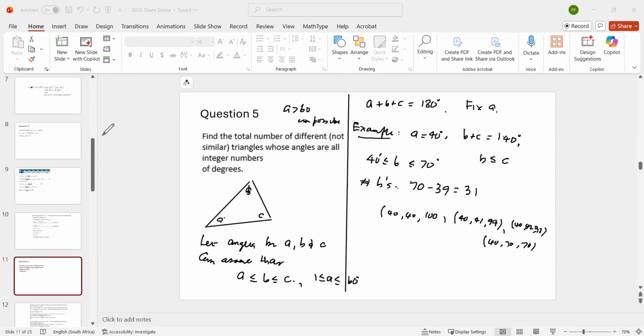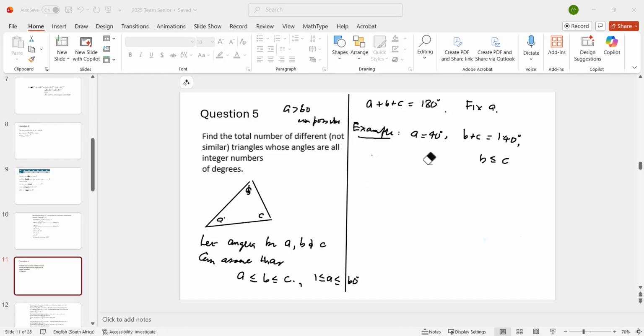But A equals 40 is too specific. Let's just make that a general number now. We wouldn't give a specific value for A. Just remember, when A equals 40, the number of B's is 31. A equals 40, number of triangles equals 31. Right.